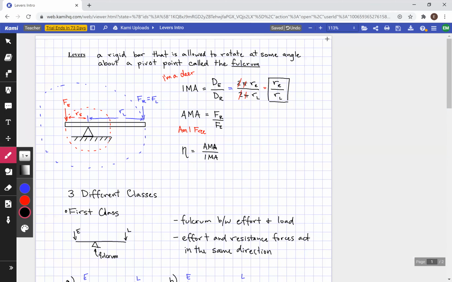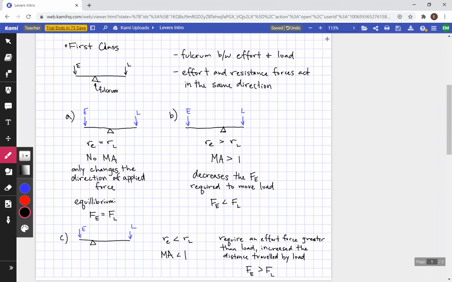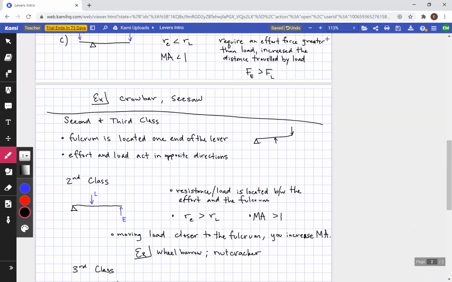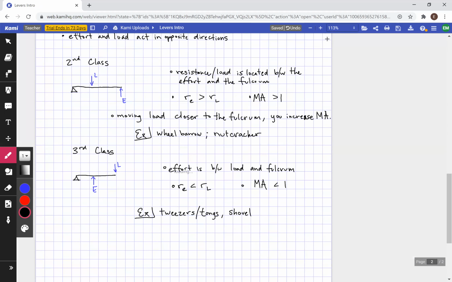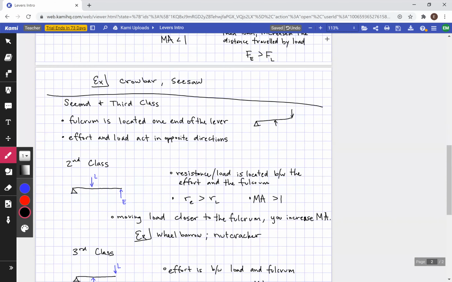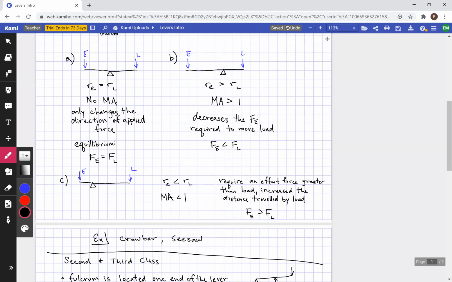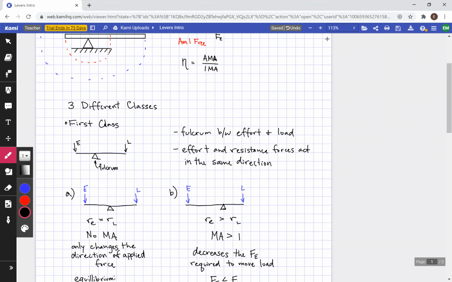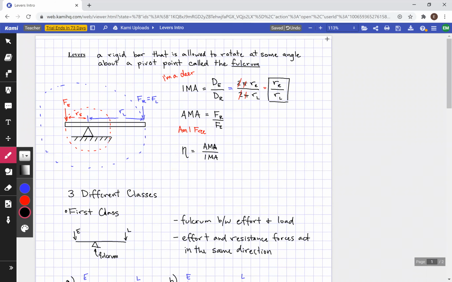Okay, so there's our basic introduction to levers. Go ahead and do the activity on Schoology. You have multiple chances, should be pretty easy, but it'll get you used to identifying which class of lever certain objects are, because it's not always super obvious.